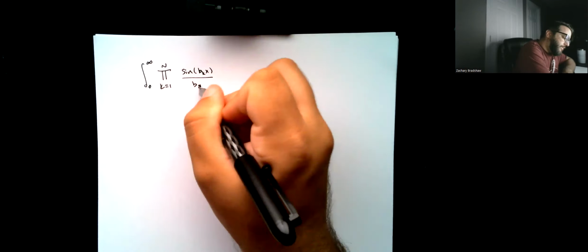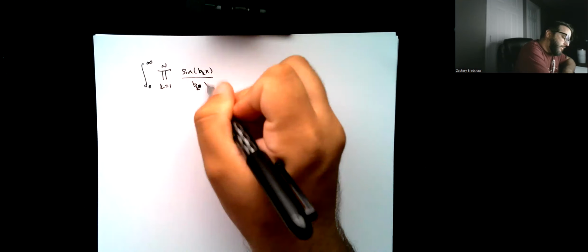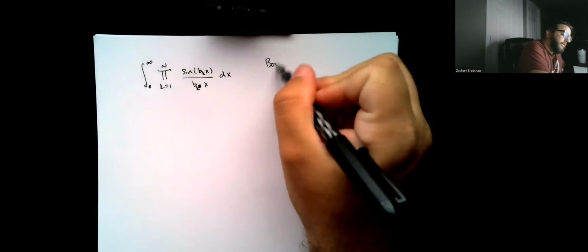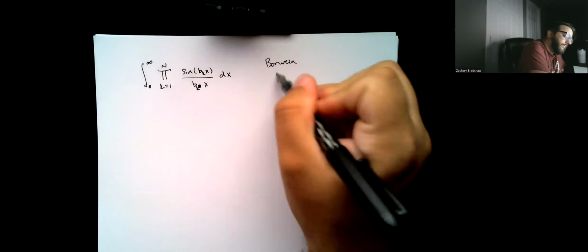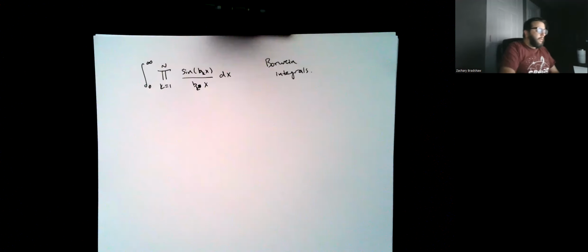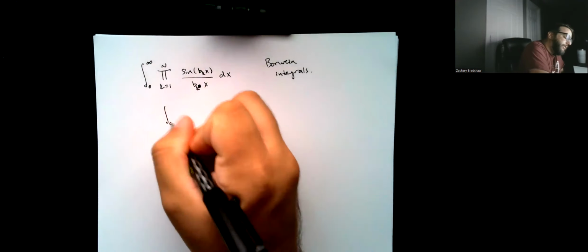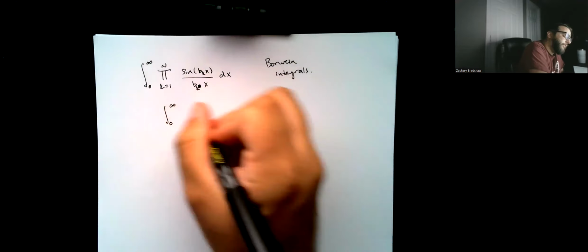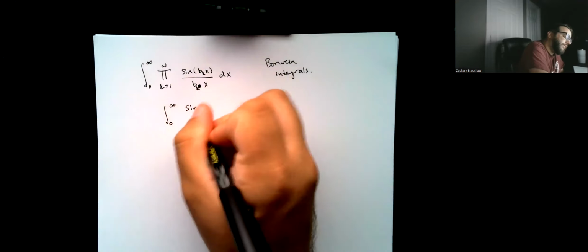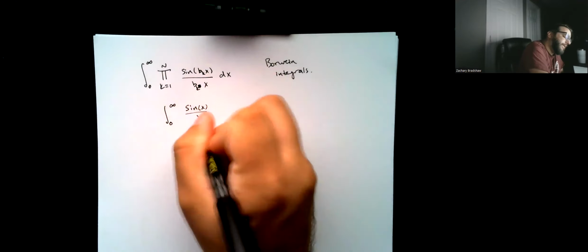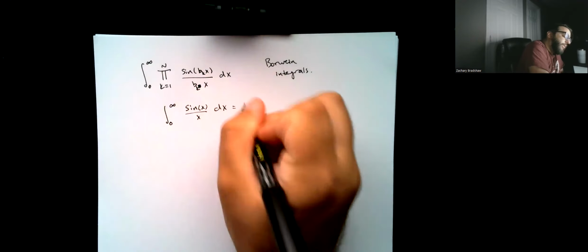Okay, so again, these are called Borwein integrals. So these integrals are famous for a really weird reason. If we take, for example, the integral from 0 to infinity of the sinc function, that's the sine over x. Well, this is pi over 2.